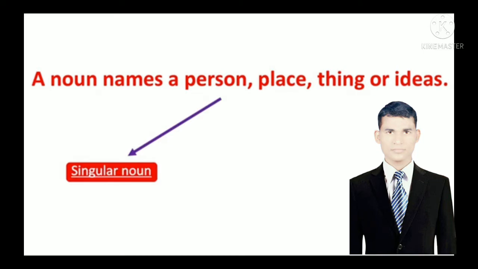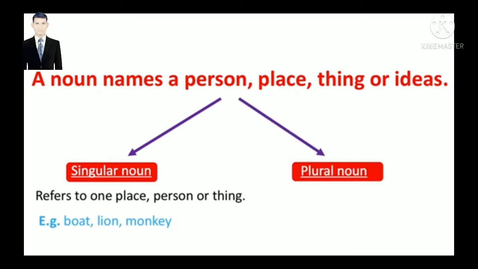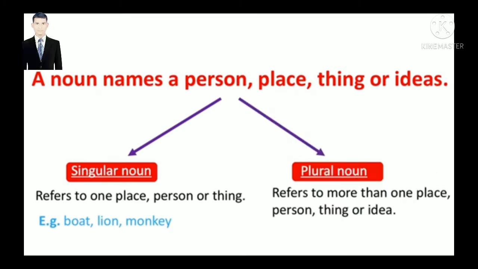So we can have singular nouns. These refer to one place, person, or thing. For example, boat, lion, monkey. There are plural nouns. These refer to more than one place, person, thing, or idea. For example, babies, horses, cats.